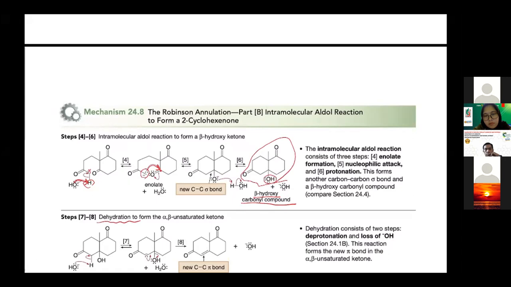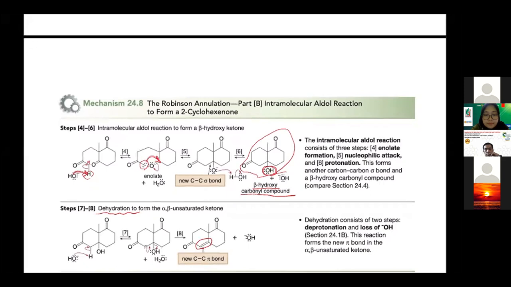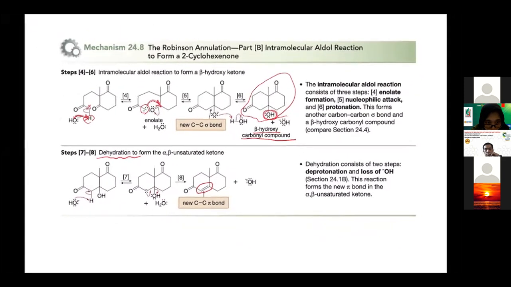Dehydration means the elimination of this group as water, and it makes the double bond here like this. This is the electron back here. The hydroxy group is removed, and the double bond is inserted here. So finally, the new C-C double bond is here.